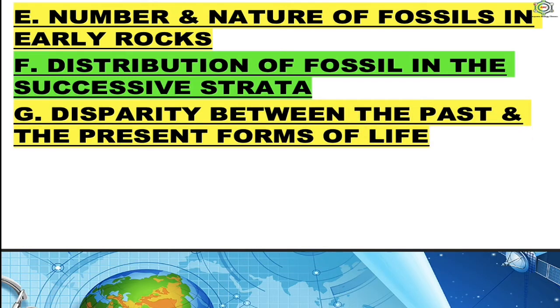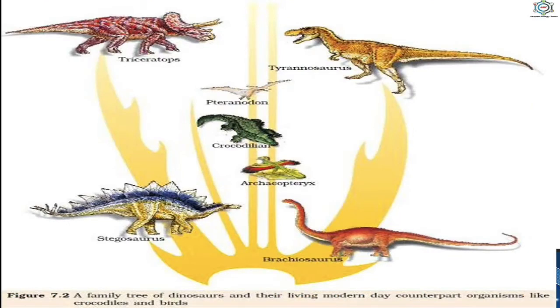And after that, the disparity between the past and the present forms of life. There are a lot of differences between the extinct animals and their living allies. As an example, here you can see a family tree of dinosaurs and their living modern-day counterpart organisms such as crocodiles and birds. The extinct reptiles, that is dinosaurs, were very large, fearsome creatures compared with the existing representatives.